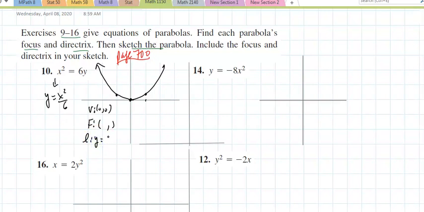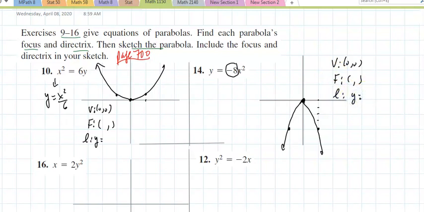I'm going to go to number 14 and do the same thing. Okay, this is a parabola opening downwards. It is centered at the origin. And if I move 1 to the right, I am at negative 8, right? So let's say that is 2, 4, 6, 8. This is a very steep parabola. Now, I just want rough sketches. You really don't have to label much, except I do need the vertex labeled clearly. I need the focus coordinates labeled clearly and the directrix. I didn't tell you what that is yet. I'll tell you what that is in a minute.